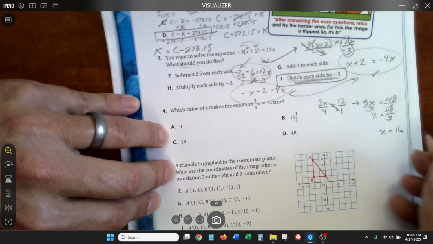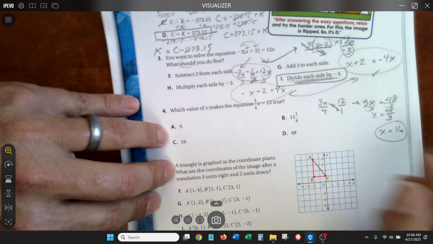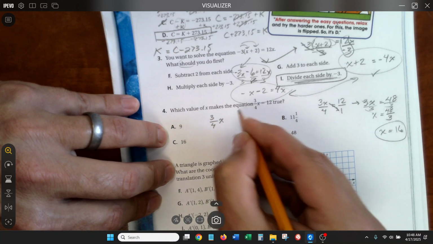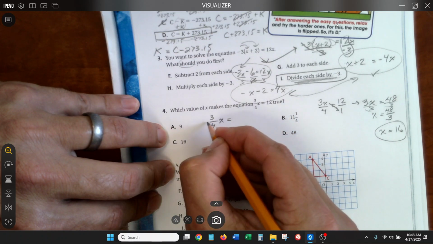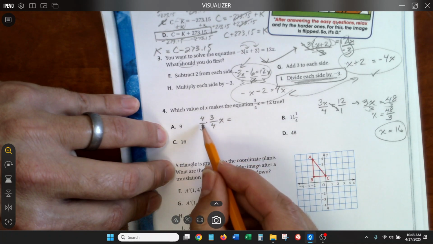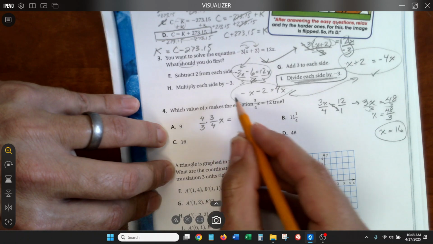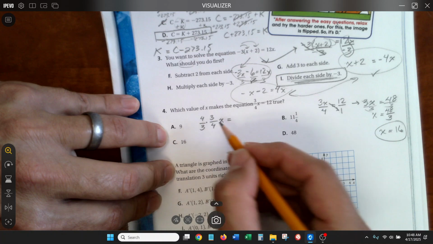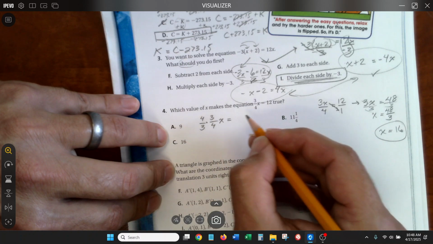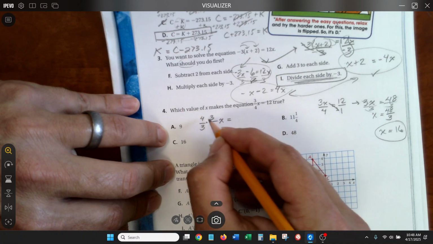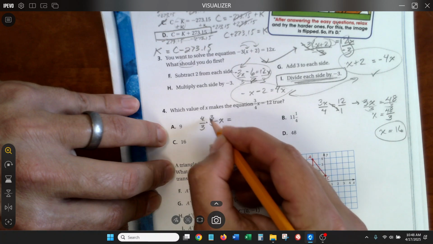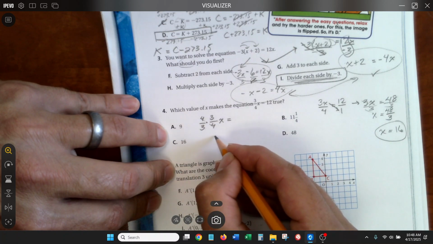Which is 16. So you can get it that way, or you can use the property of fractions that when we multiply a fraction by its reciprocal, we get 1. So 4/3 is the reciprocal of 3/4. If we multiply the entire left side by 4/3, 4/3 times 3/4 will give us 1. 4 over 4 is 1, 3 over 3 is 1, 1 times 1 is 1. We get 1 times x, or just x.